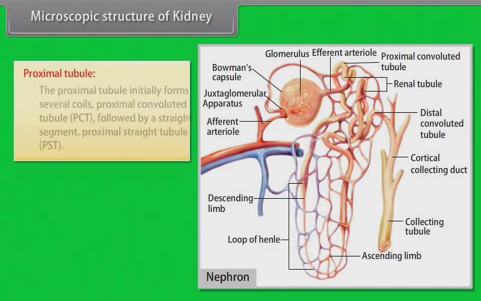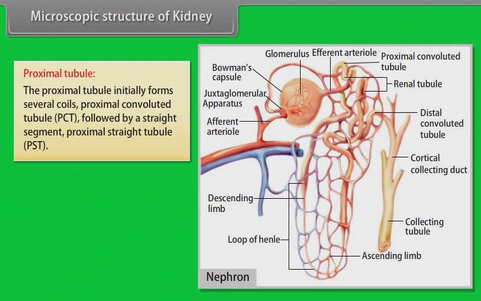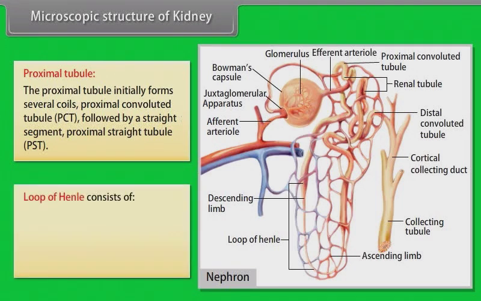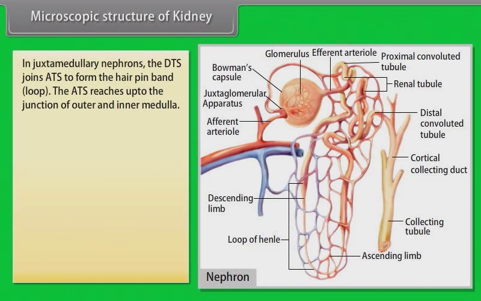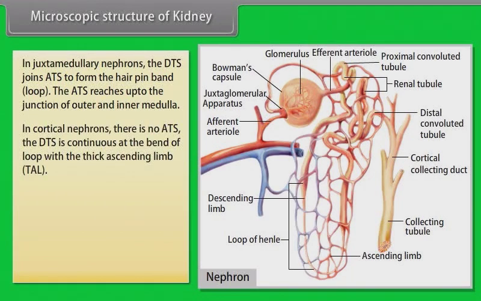Proximal tubule. The proximal tubule initially forms several coils, proximal convoluted tubules, PCT, followed by a straight segment, proximal straight tubule, PST. Loop of Henle consists of descending thin segment, ascending thin segment and thick ascending limb. In juxtamedullary nephrons, the DTS joins the ATS to form the hairpin bend. The ATS reaches up to the junction of outer and inner medulla. In cortical nephrons, there is no ATS.